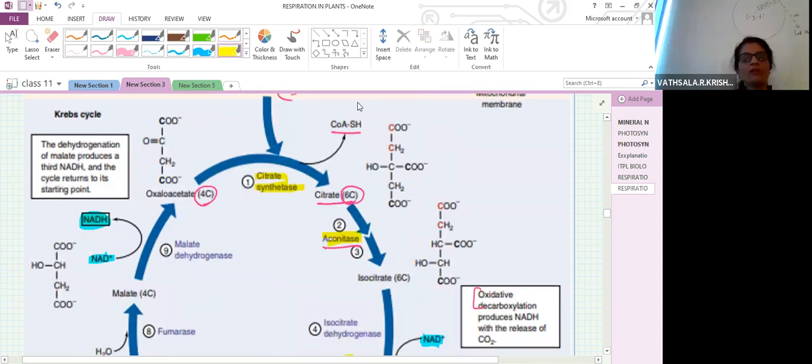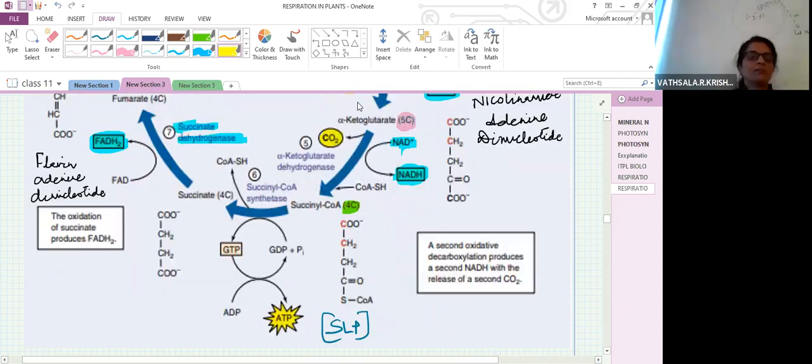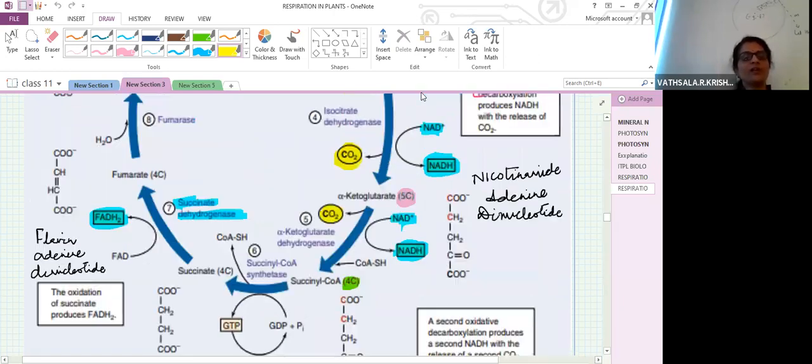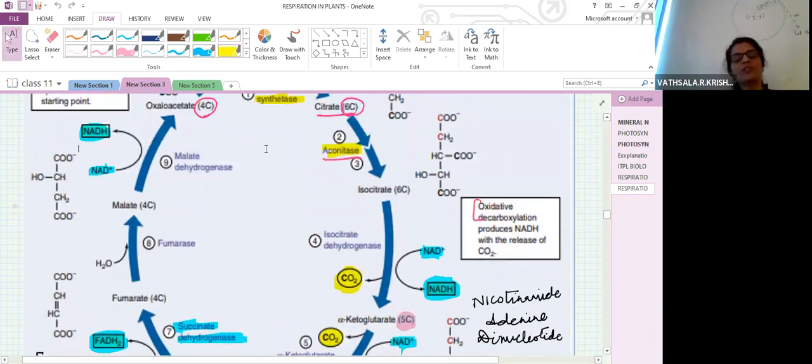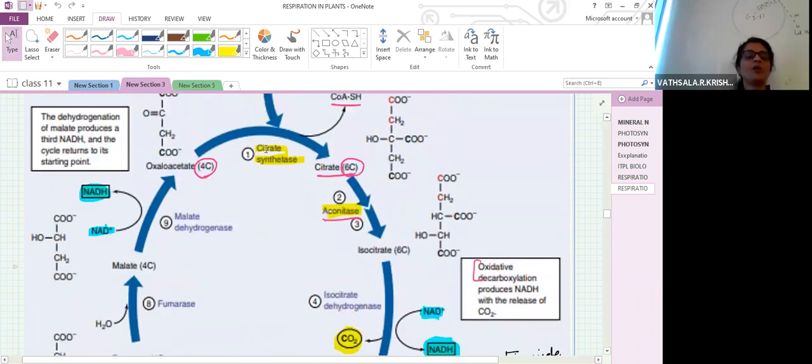Okay, so this completes the Krebs cycle. Oxidation of succinic acid produces FADH2, hence it is called oxidation. And along with oxidation, decarboxylation occurs. That's called oxidative decarboxylation.